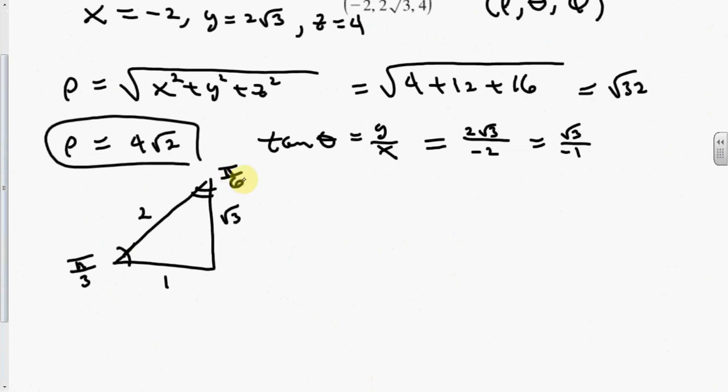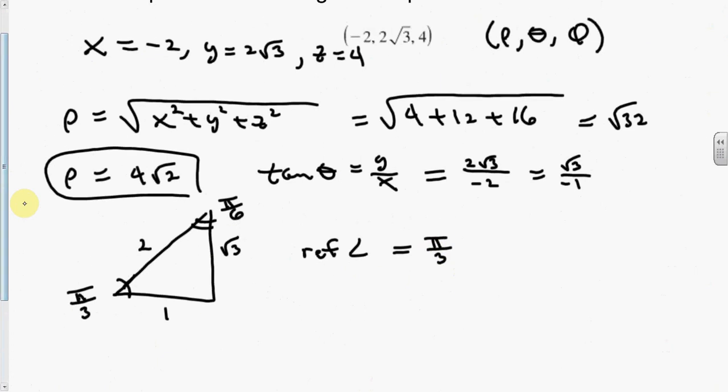Now look here to see if I can get the reference angle that relates to this tangent theta of the square root of 3 and 1. The tangent of pi over 3 would give us square root of 3 over 1. So the reference angle is pi over 3. But here, notice that x is negative and y is positive. What's that, the second quadrant?